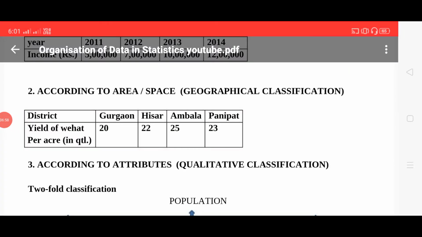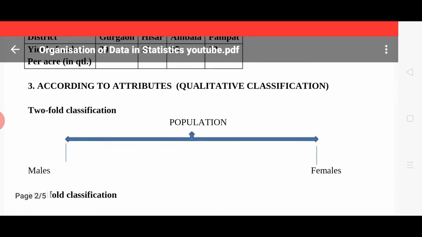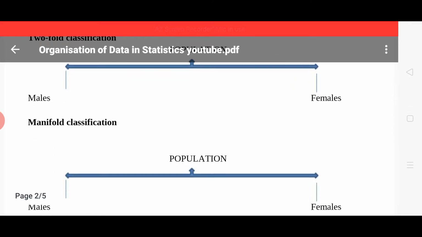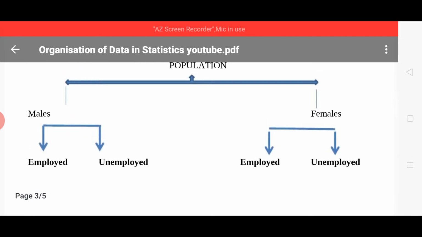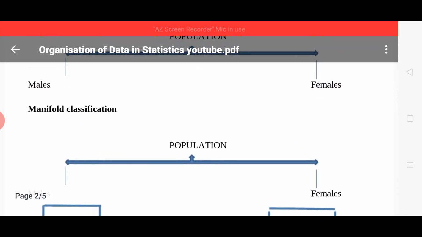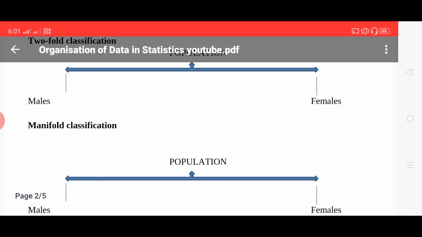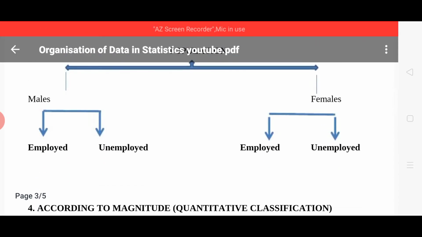Now, according to attributes, qualitative classification, twofold classification: population, male and females. Manifold classification: here males and females, then we take employed and unemployed, then females, employed and unemployed. This is what basically manifold. In twofold, there are only two, we can see males and females.